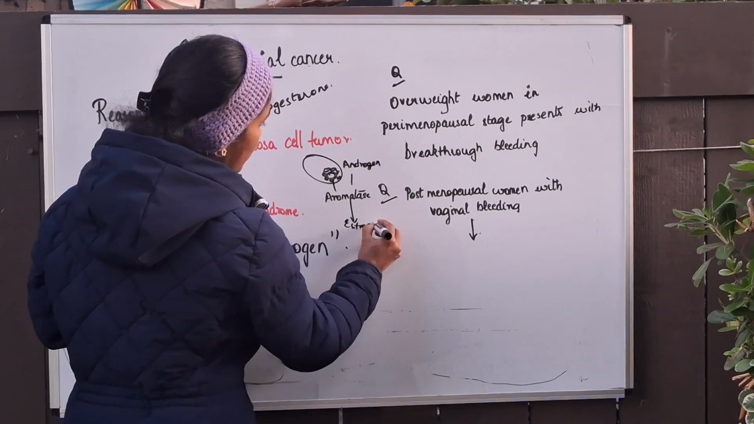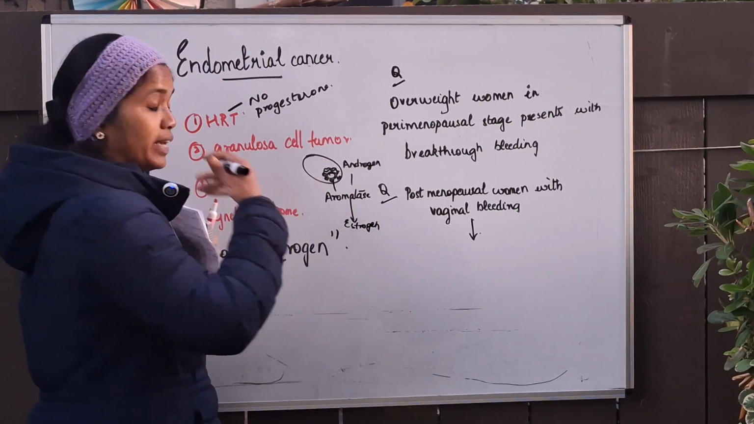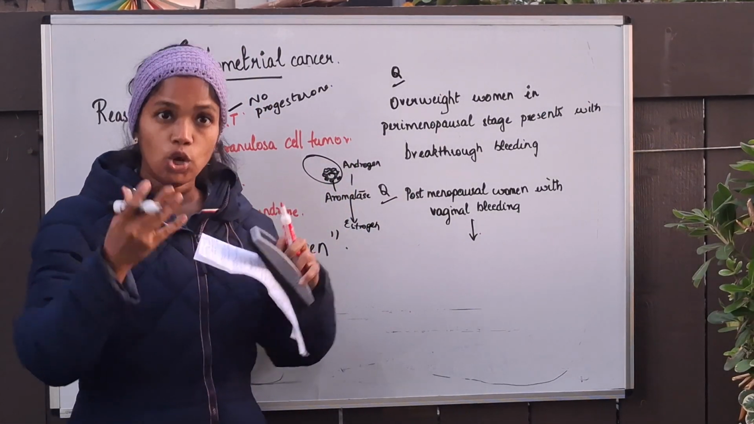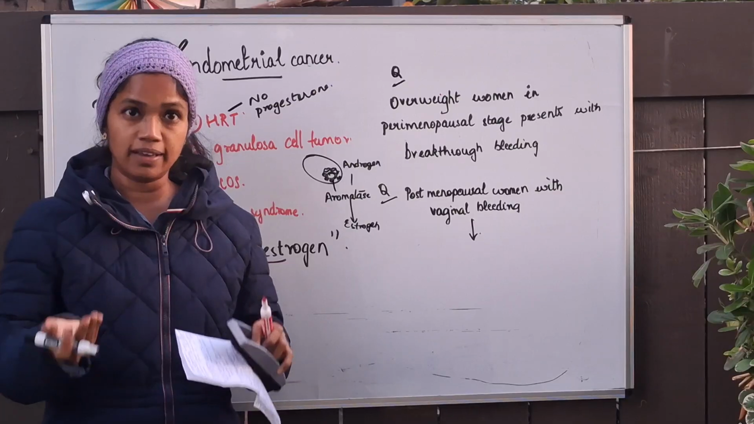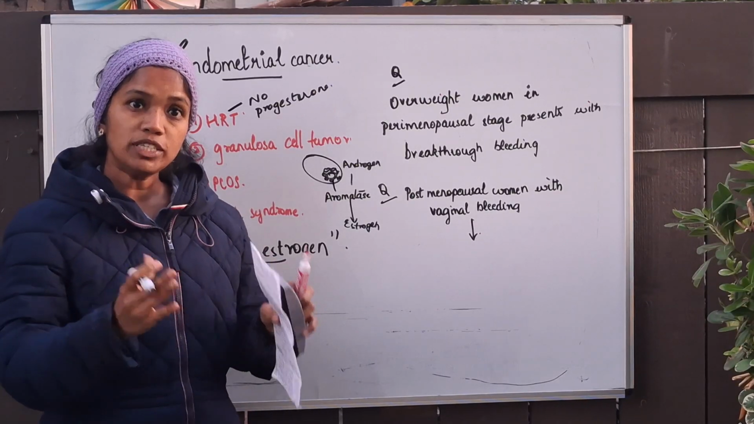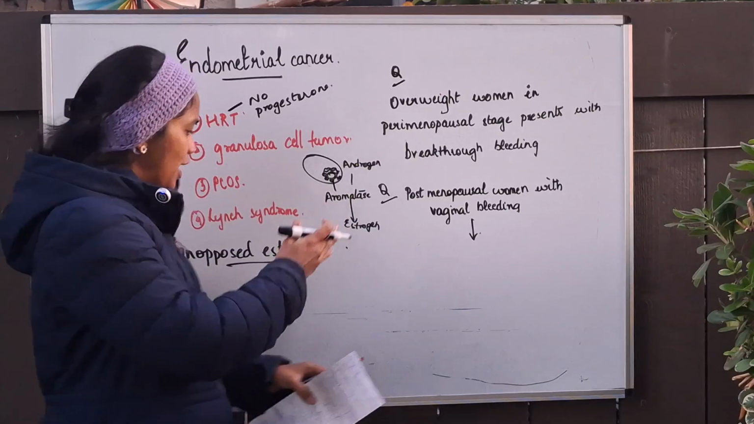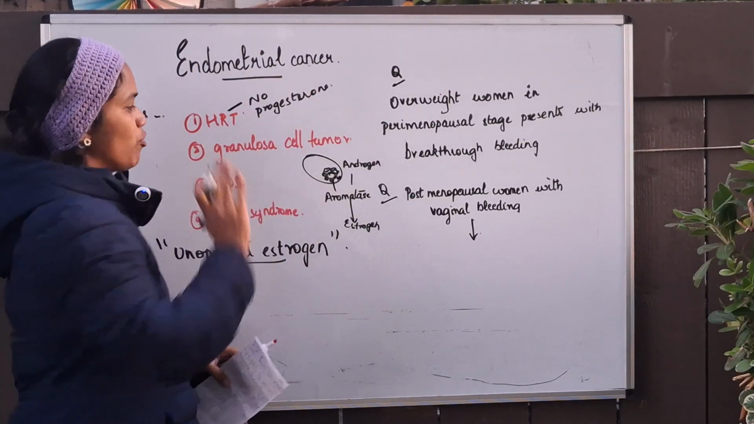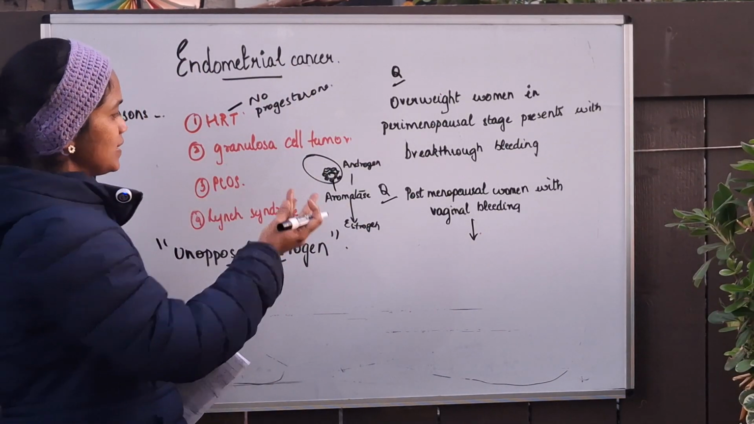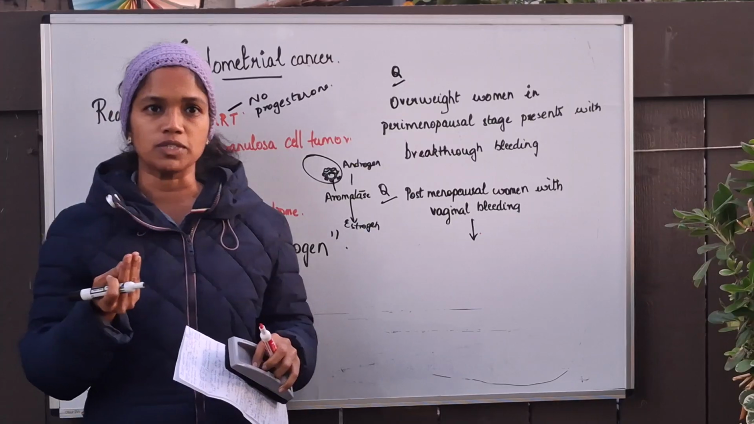So finally, in granulosa cell tumor, because of the excess proliferation of the granulosa cells, which is producing excess of aromatase, we have excess of estrogen, which is causing an endometrial cancer, because obviously the unopposed estrogen is the risk factor for endometrial cancer. So thirdly, what happens in PCOS?